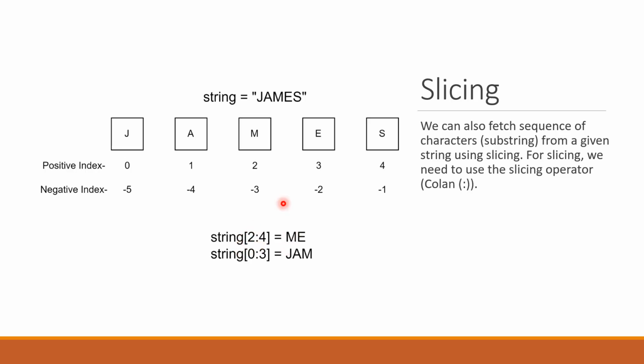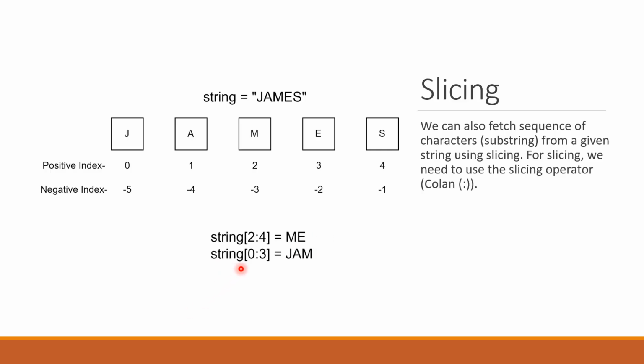So what will it return? It will start from index 2. At index 2 we have m. After 2 it will move to 3. At index 3 we have e. Next is index 4. But in slicing, the ending character is excluded from the result. So 4 will not be considered and these two values will be returned. Here you can see the string from index 2 to 4 is me, and this is slicing.